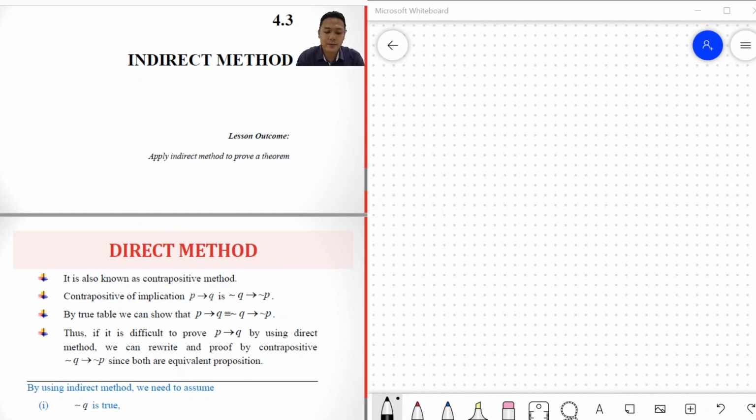This method also is logically valid because you know that P implies Q is logically equivalent with not Q implies not P. They are logically equivalent. Therefore, modus tollens is also a valid argument that can be used. However, it has some perks anyway.